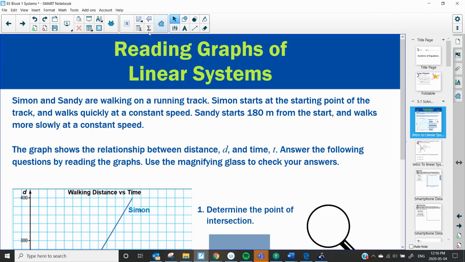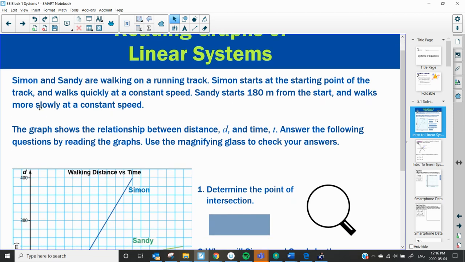So our first example here says that Simon and Sandy are walking on a running track. Simon starts at the starting point of the track and he walks quickly at a constant speed. And Sandy starts 180 meters from the start and she walks at a slower pace, but still at a constant speed. Now the graph that I'm going to pull up here shows the relationship between the distance and the time.